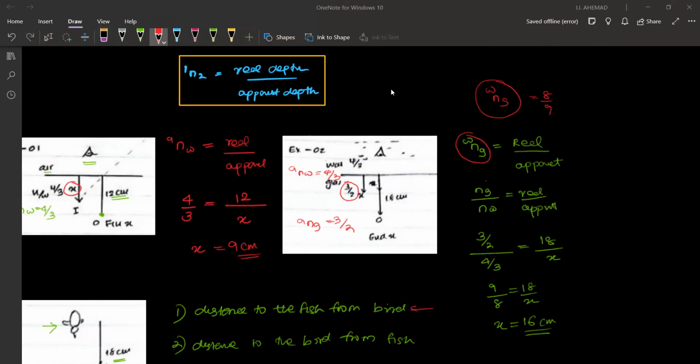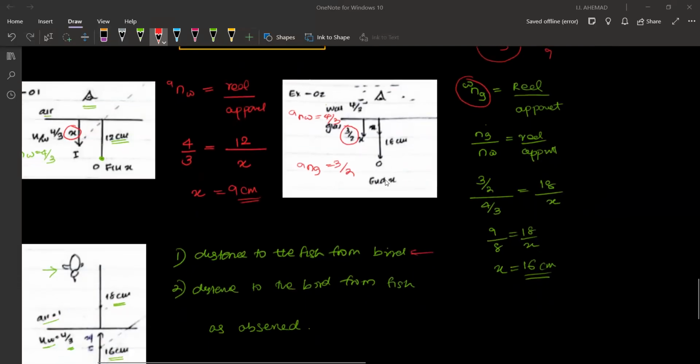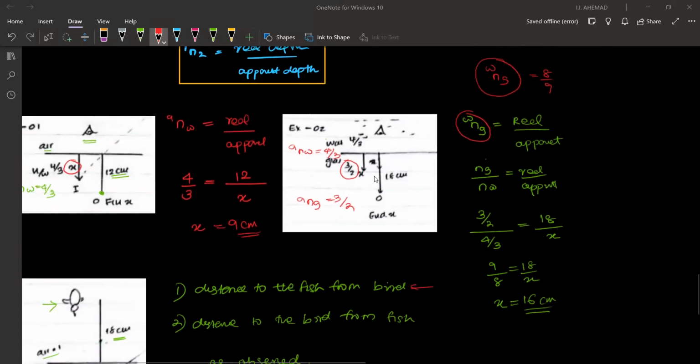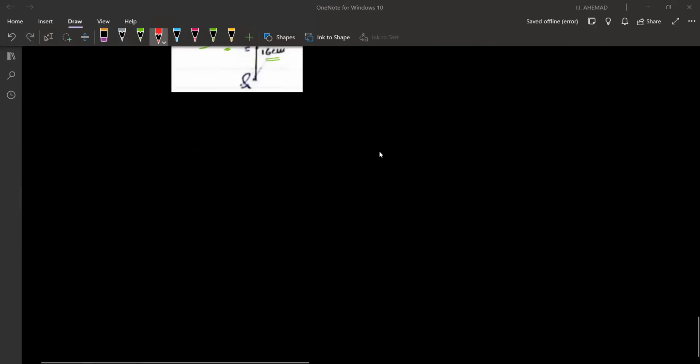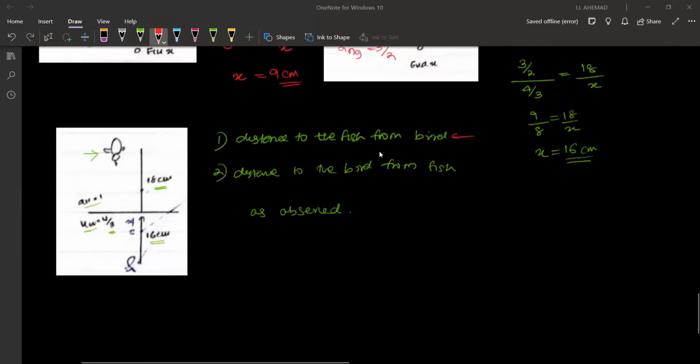So you have to be very careful about the information they have given. Have they already given it with respect to, or is it different? So here what you have to do is first find the apparent depth the bird observes.